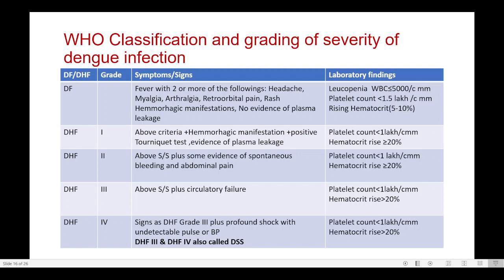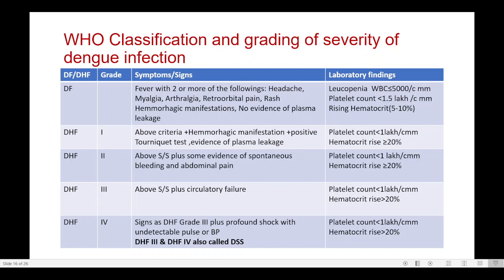Dengue hemorrhagic fever grade 3 is all the above signs and symptoms plus circulatory failure, but this circulatory failure is compensated. Still we can detect low blood pressure, a pulse rate that is high but weak and feeble, with cold, clammy extremities, and it is also associated with a platelet count less than 1 lakh per cubic millimeter and a hematocrit rise greater than 20%. Along with blood pressure, the pulse pressure record is also important, which is less than 20 in dengue hemorrhagic fever 3 or 4.